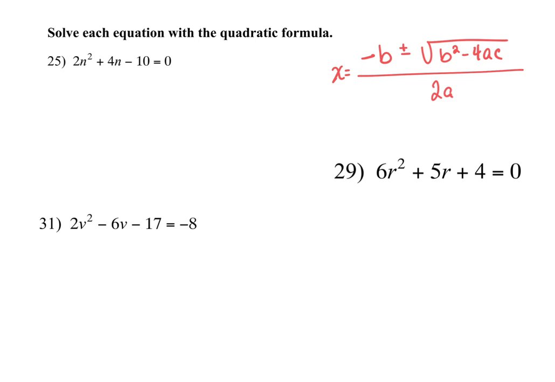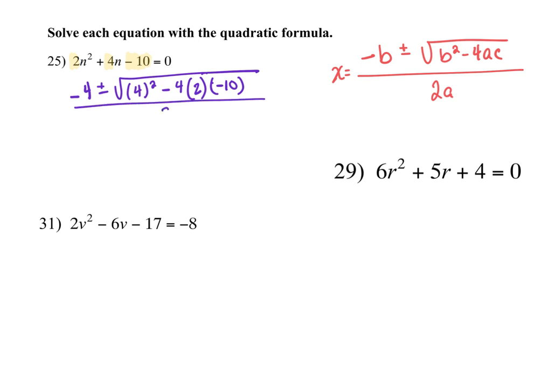So in this situation, my a is positive 2, my b is positive 4, my c is negative 10. Okay, and then I'm just going to take those and plug it in. All right, so negative b is 4, so I'm going to say negative 4 plus or minus the square root of b, that is 4 squared, minus 4 times a times c. And that whole thing is over 2 times a, which is 2.